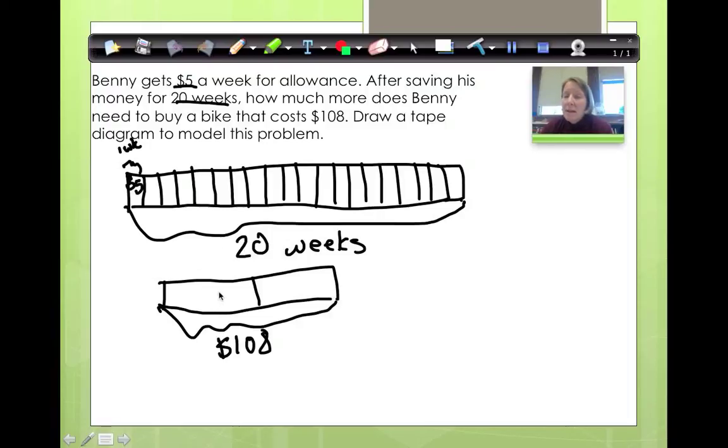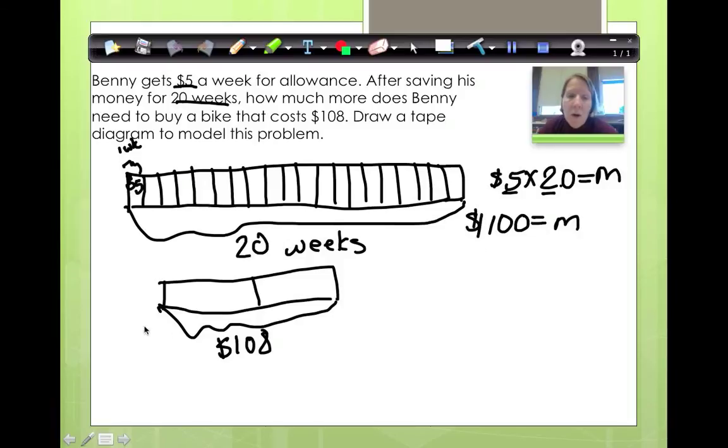So a multiplication sentence that we have is going to be what? $5 times 20 weeks. Okay, so we're going to say that says money. Okay, now this is just like 5 times 2 put in the tens pocket. So let's do that. 5 times 2 is 10. We put it in the tens pocket. There we go. Equals M. Now that's money. So we can put this over here. This is $100.